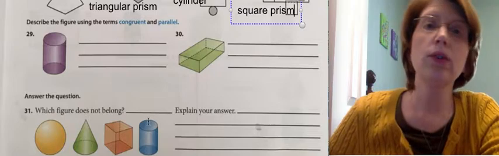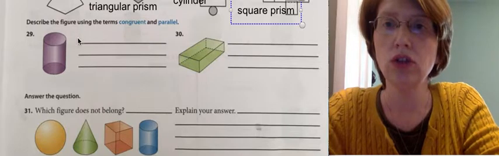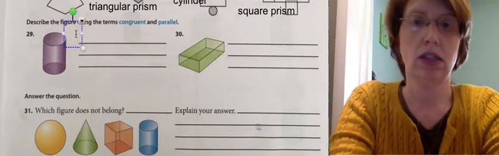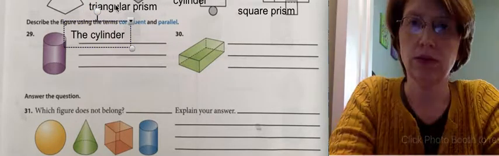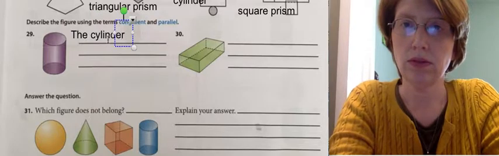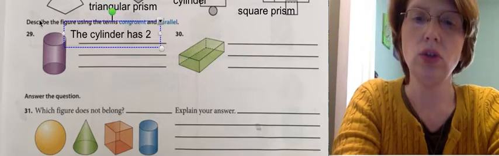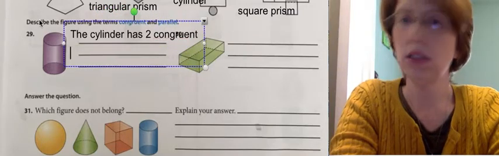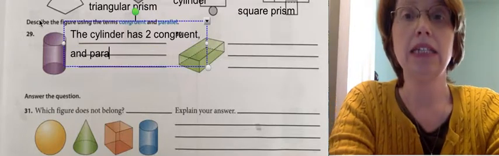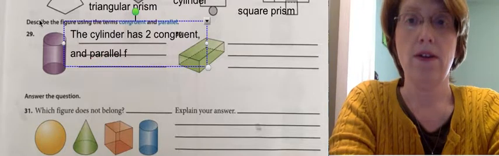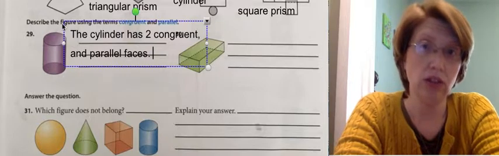Now, describe the figure using the terms congruent and parallel. Okay, congruent and parallel. So, what does the cylinder have that's congruent? The cylinder has 2 congruent and parallel faces, right? They're about the same size and they're parallel, so 2.